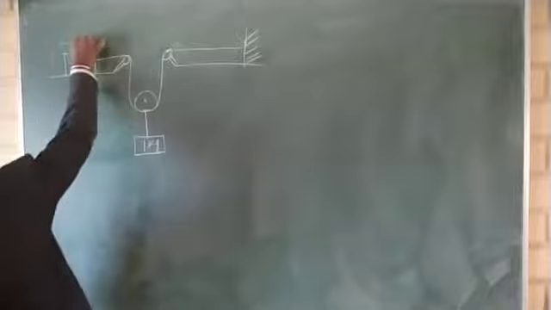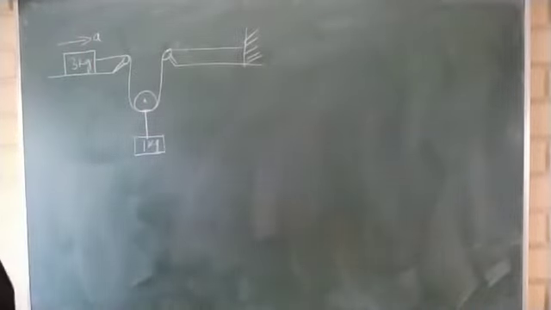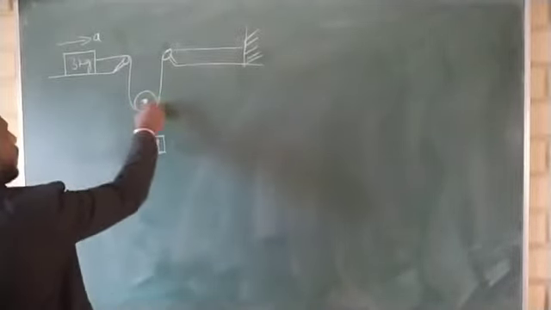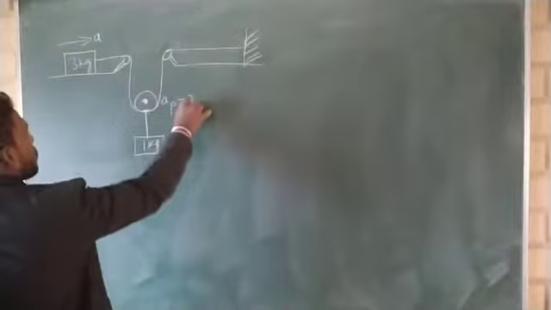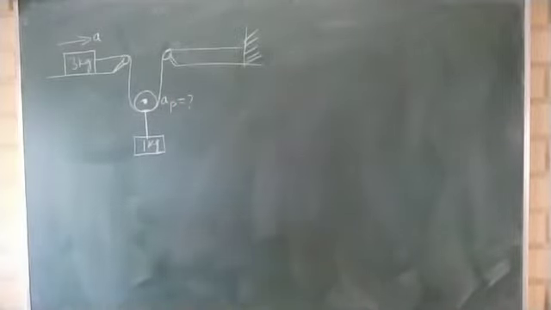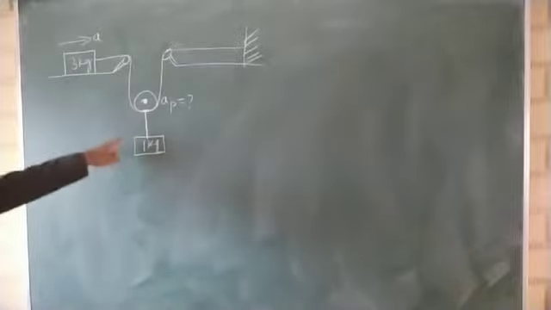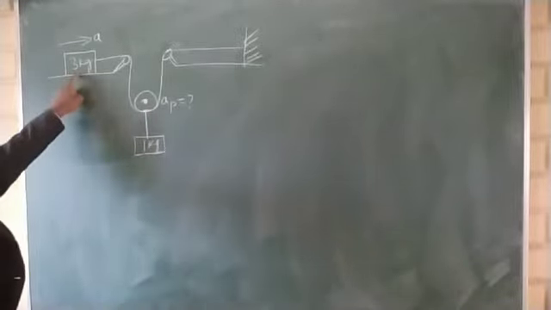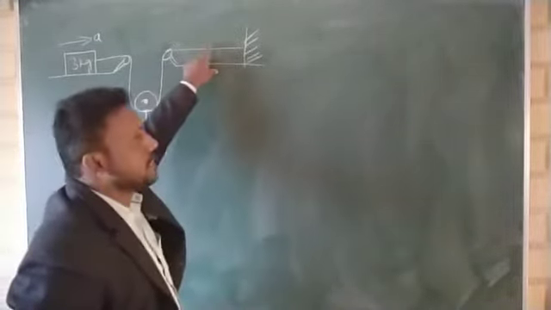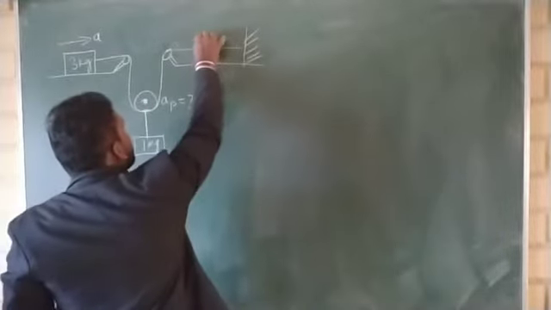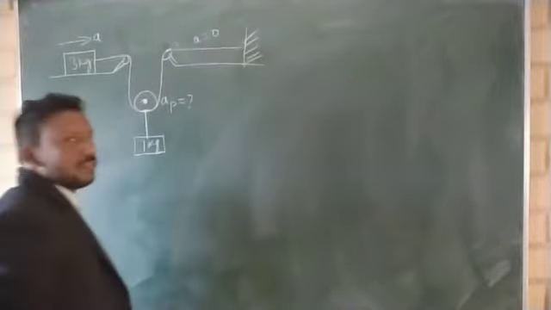Okay, this is acceleration A. Find the acceleration of the movable pulley. Acceleration A is equal to acceleration of the movable pulley. Okay, this mass is 1 kg and this one is 8 kg. And acceleration of this thing is equal to 0 because it is fixed.